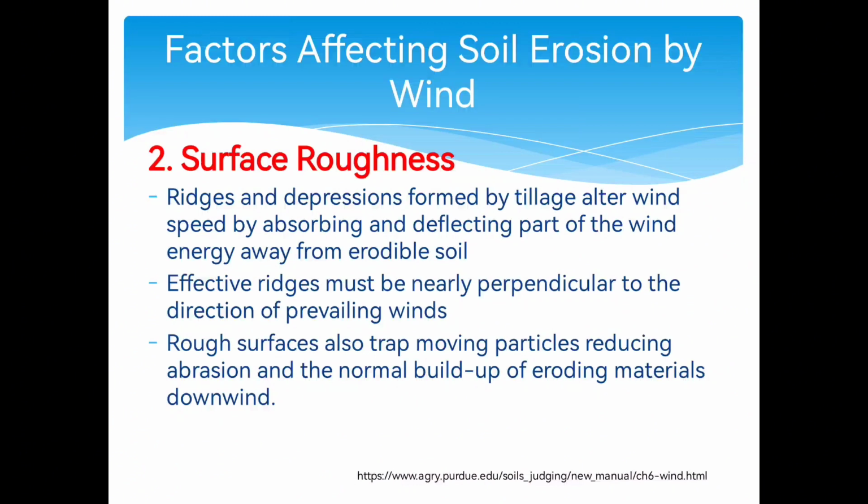And then we also have surface roughness. These are the ridges and depressions formed by tillage which alter wind speed by absorbing and deflecting part of the wind energy away from erodible soil. So may mga depression, so yung movement ngayon ng air, ng wind, is affected. Effective ridges must be nearly perpendicular to the direction of prevailing winds, and the rough surfaces also trap moving particles, reducing abrasion and the normal build-up of eroding materials downwind.